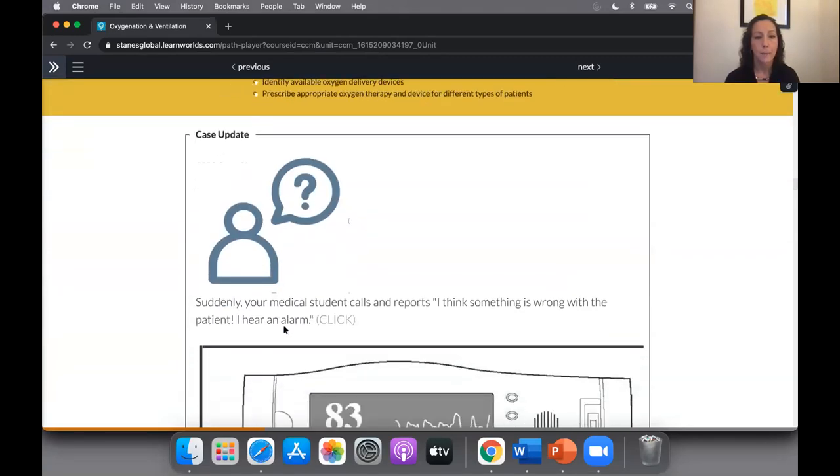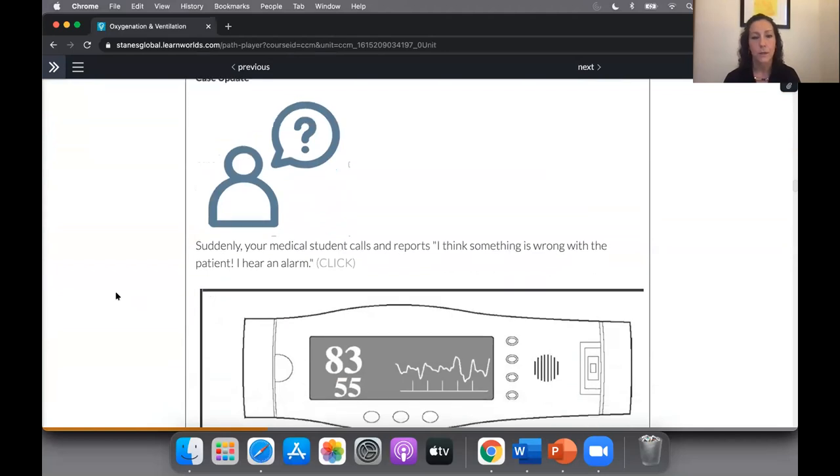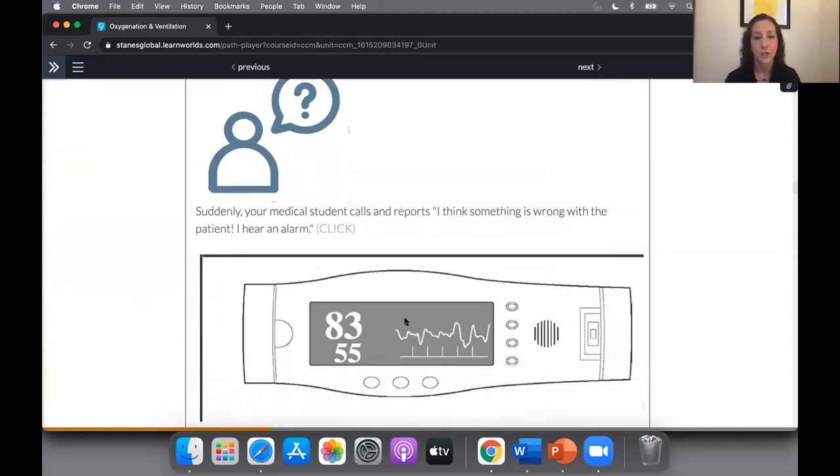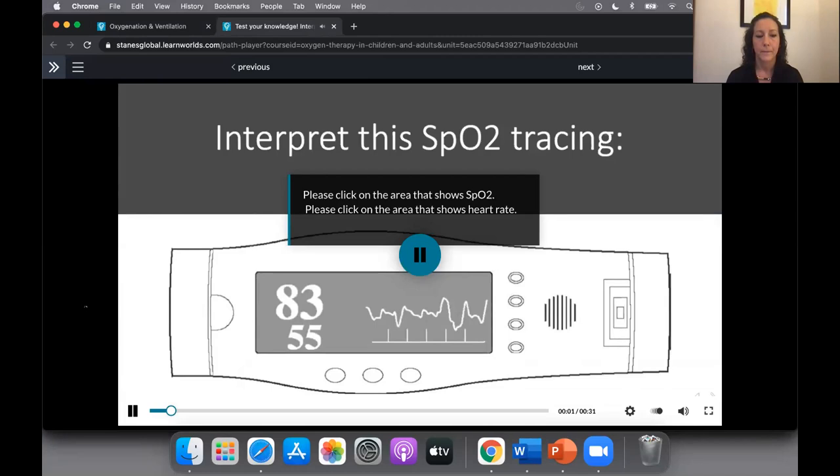Uh-oh, we have a case update on Mr. S. Suddenly your student calls you and says, I think something's wrong with the patient. I hear an alarm. You can see that we can click on this. So this is a challenge for you. Get your chat box ready. Can you interpret this SpO2 tracing? What is the heart rate? What is the SpO2? Put your answers in the chat box. Which is the SpO2 and which is the heart rate?